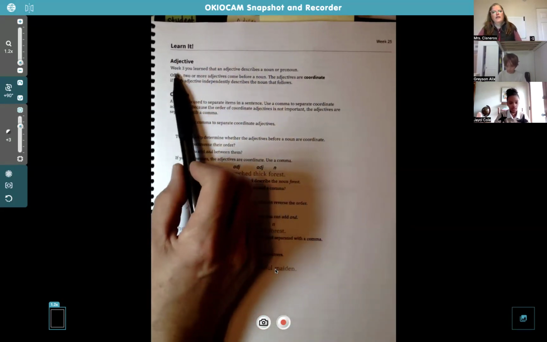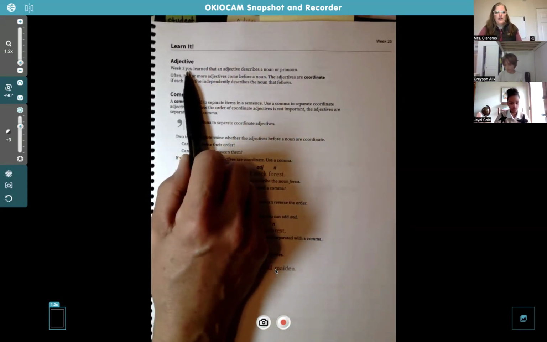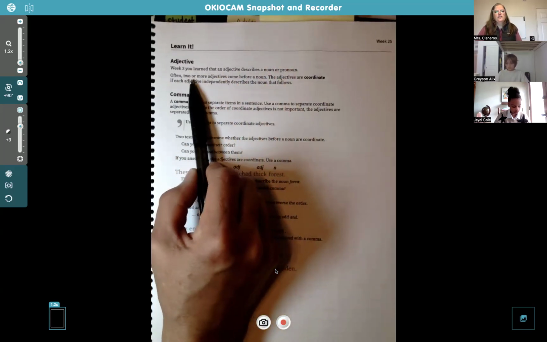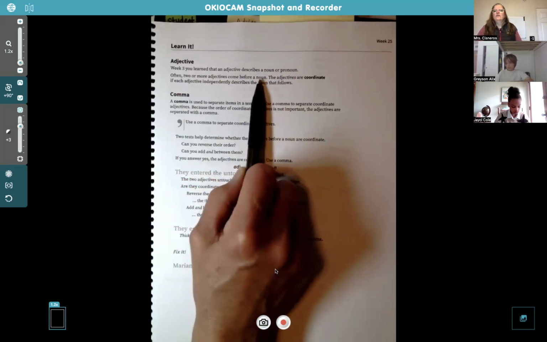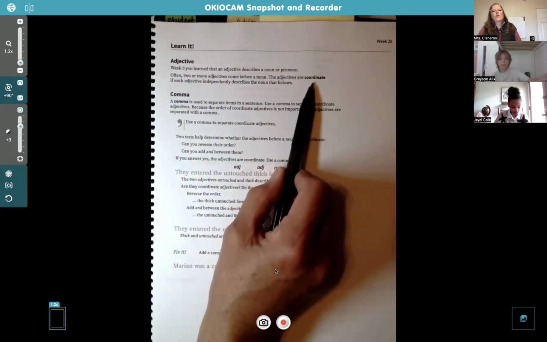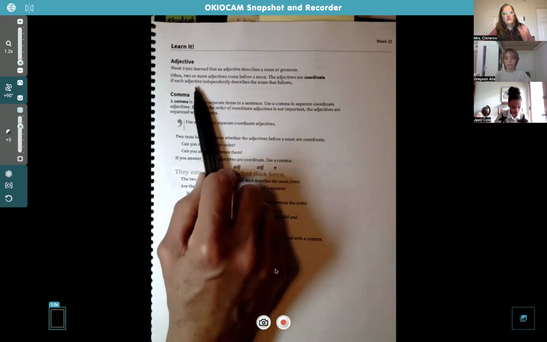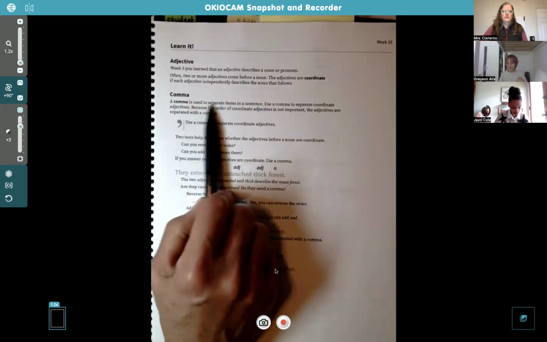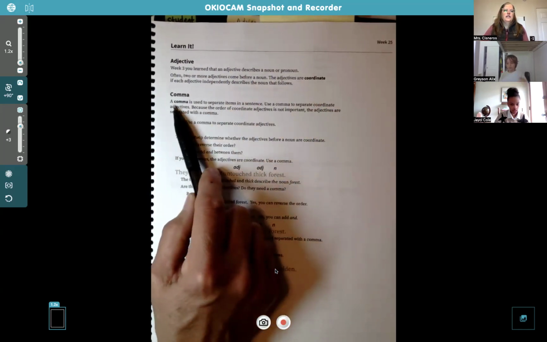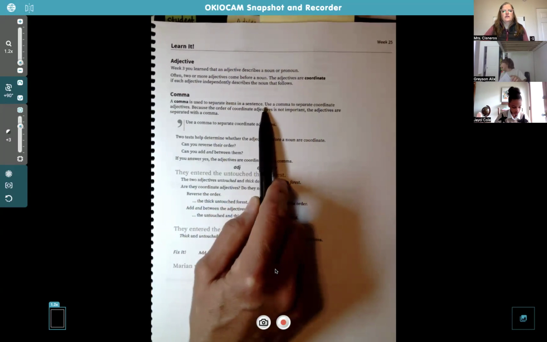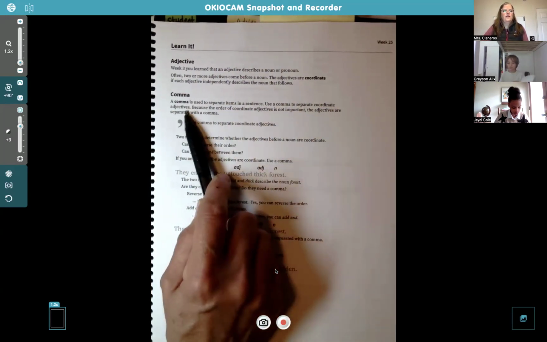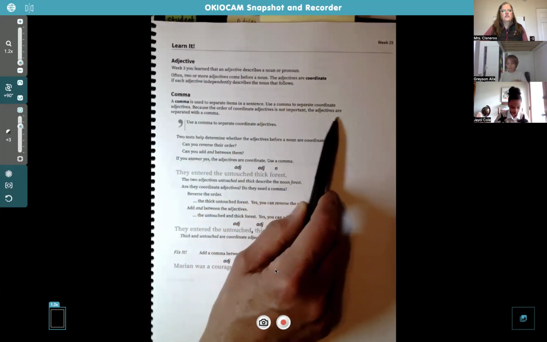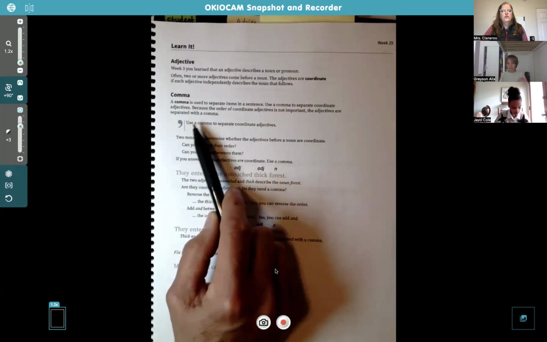So it says in week 3, way back when we first started the class, we learned that an adjective describes a noun or a pronoun. Often two or more adjectives come before a noun. The adjectives are coordinate if each adjective independently describes the noun that it follows. It's called a coordinate adjective. A comma is used to separate items in a sentence. Use a comma to separate coordinate adjectives because the order of coordinate adjectives is not important. The adjectives are separated with a comma. So you're going to use a comma.